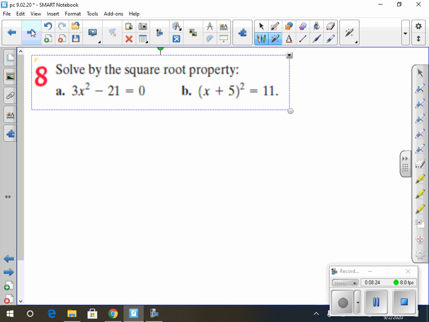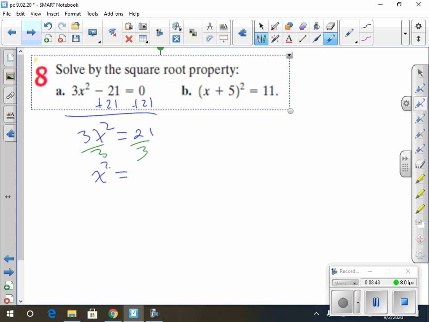All right, square root property. In order to use the square root, we've got to isolate the square. So I'm going to add 21 to both sides. I'm going to get 3x squared equals 21. I'm going to now divide by 3. I get x squared equals 7.